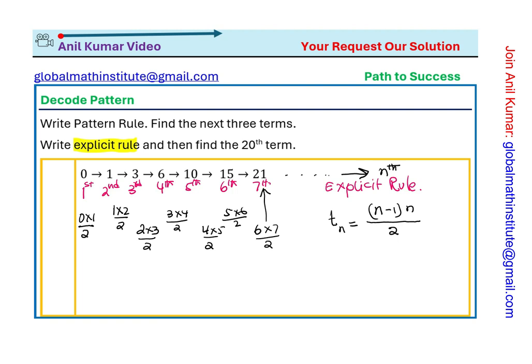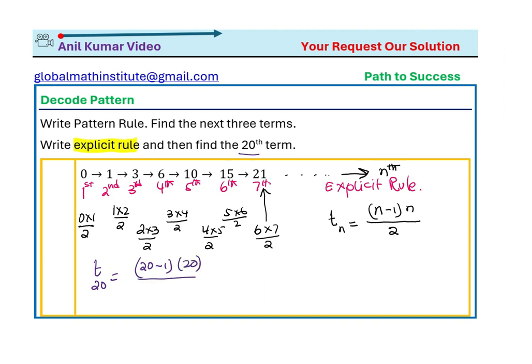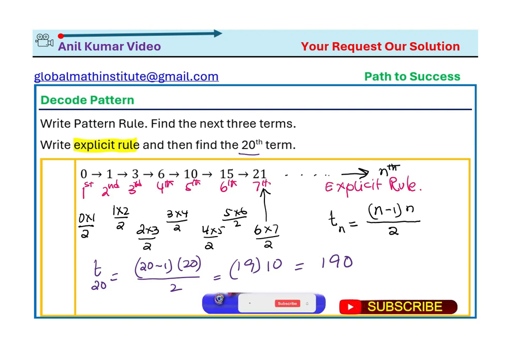Now let's find the 20th term. So T20 will be: replace n with 20. Multiply by 20 over 2. 19 times 20. You can divide that, right? You get 10. So 190. So 190 is going to be the 20th term in this sequence. Is that clear to you? Right? So that is how we'll do it. And we found the 20th term using the formula, which is 190.